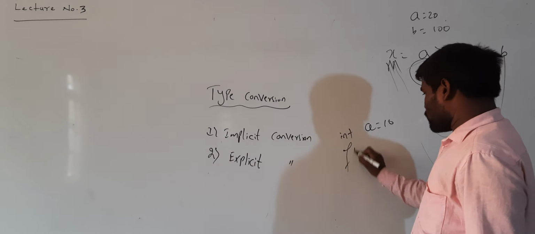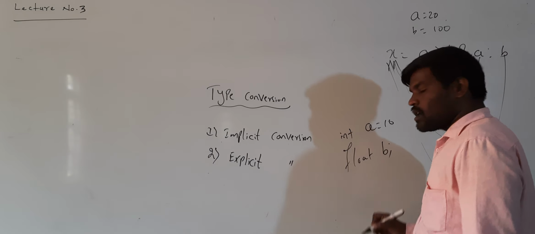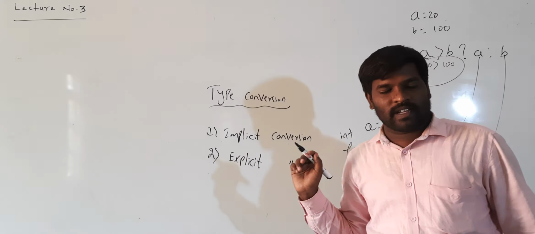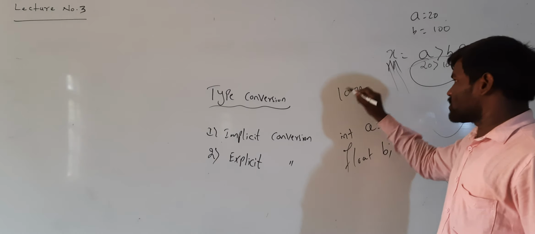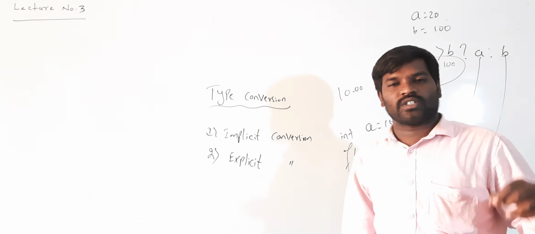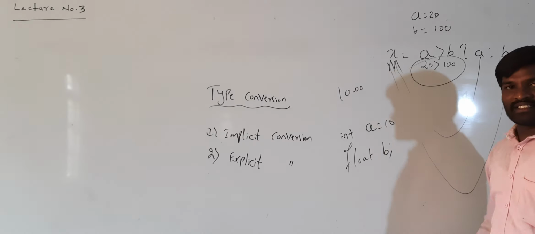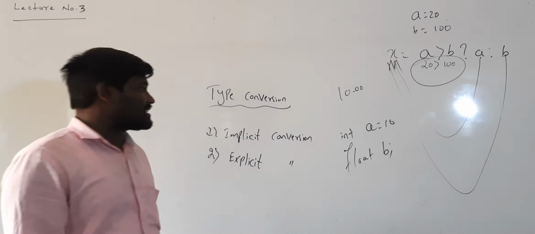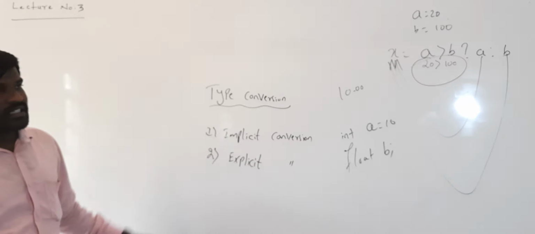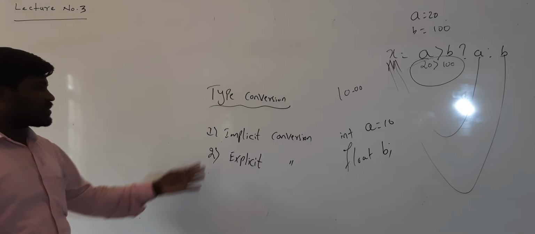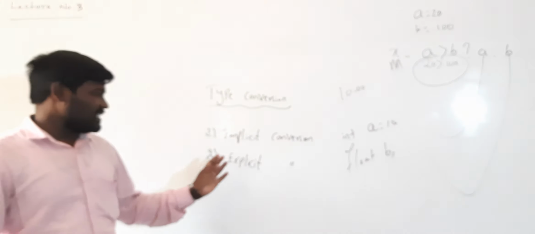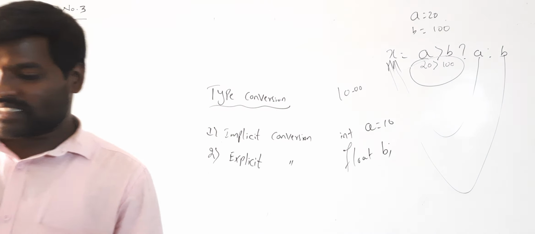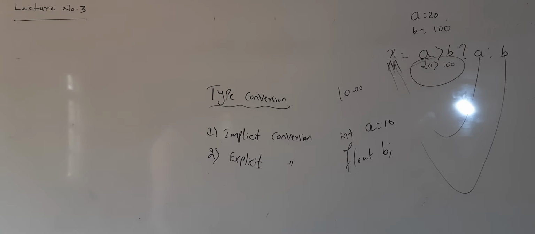For example, float. Here int a is equal to 10 is there. If I convert this 10 to a decimal value, its value is 10.00. It will take that, because for a decimal it will consider 0.00. Okay, the conversion of one data type to another data type is nothing but type conversion. There are two types of conversions. First one is implicit conversion, second one is explicit conversion.